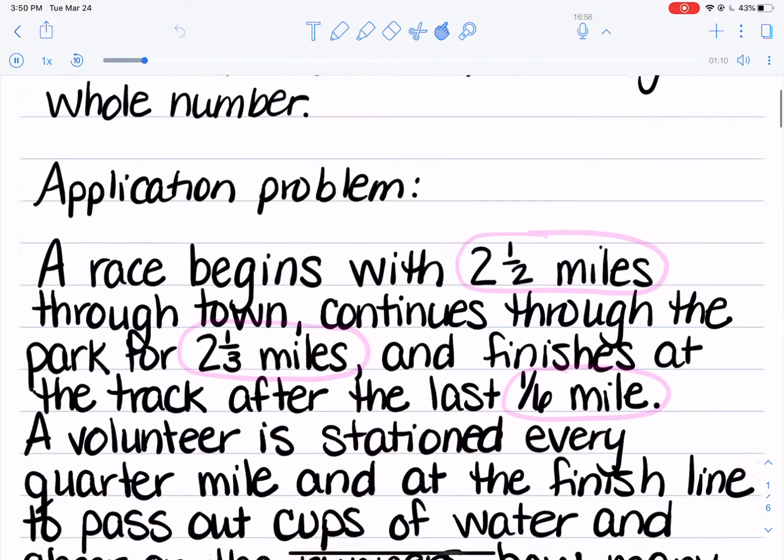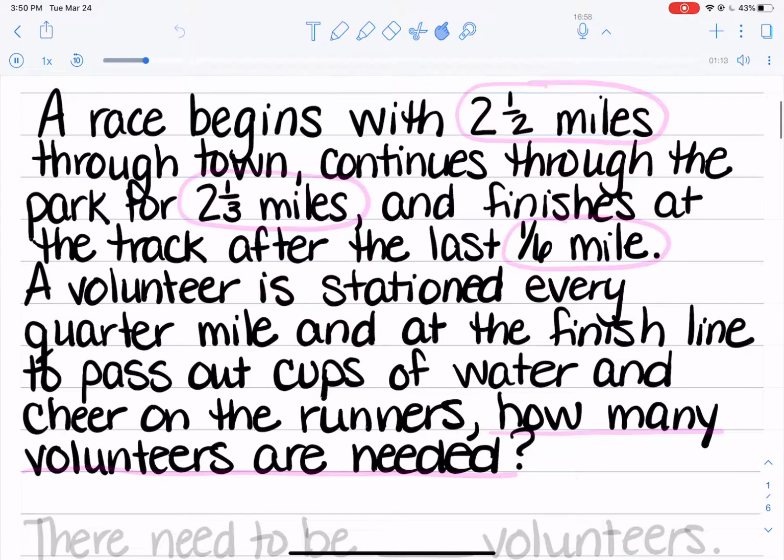Okay, so the application problem says a race begins with 2 1/2 miles through town, continues through the park for 2 1/3 miles, and finishes at the track after the last 1/6 mile. A volunteer is stationed every quarter mile and at the finish line to pass out cups of water and cheer on the runners. How many volunteers are needed?